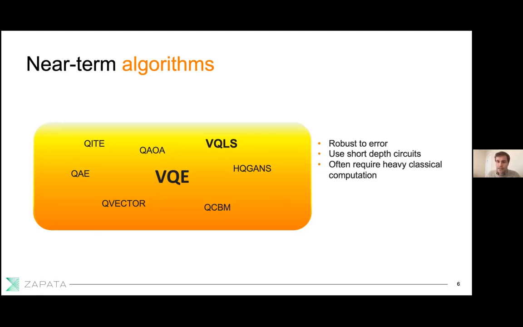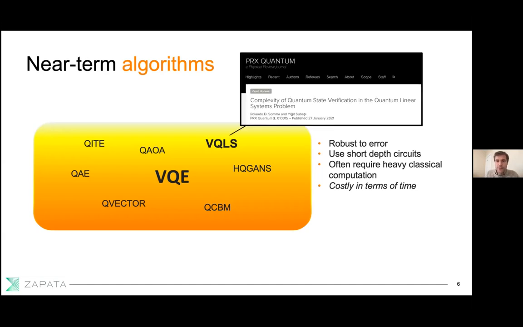But one thing that is coming more to light is that a downside of these near-term quantum algorithms is that they're quite costly in terms of the time that they take to solve problems. To give some examples, a recent paper was put out by some folks at Los Alamos, pointing to some of the shortcomings in this variational quantum linear systems solver algorithm, and showing that it's quite expensive in the runtime it requires.